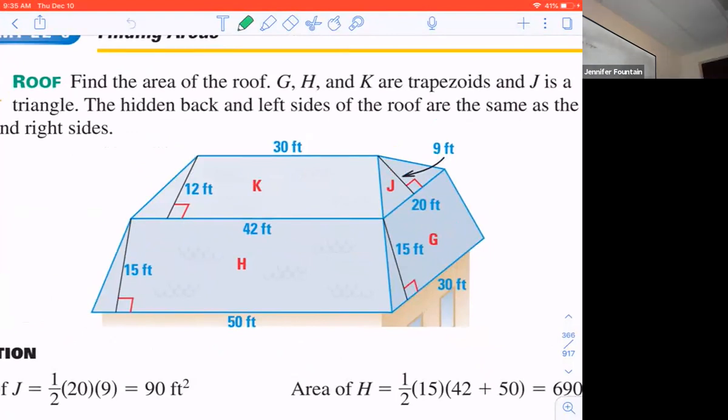I need to lower that. What page is this on? 375 maybe, is that right? Yes.